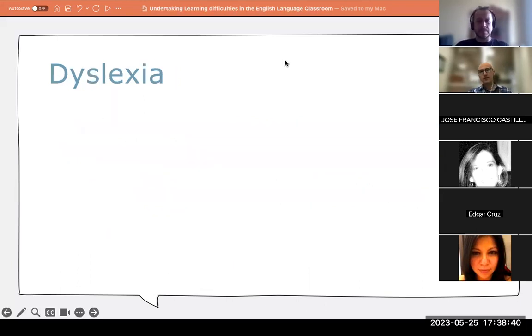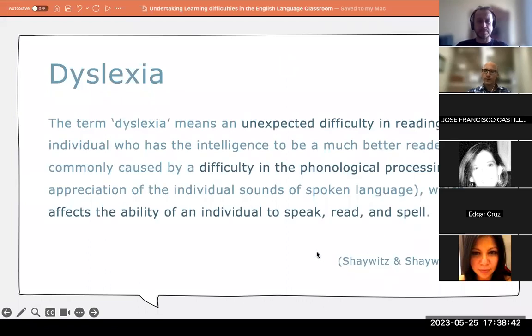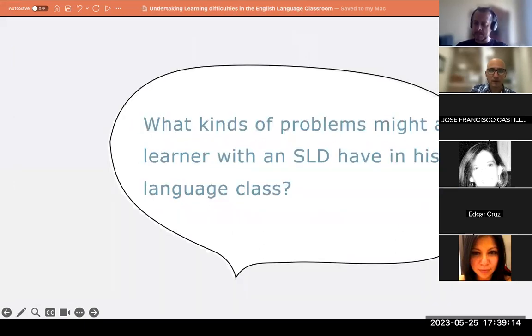Okay, let's take another look at dyslexia. This one is more recent, from Shaywitz and Shaywitz, 2020. And it says the term dyslexia means an unexpected difficulty in reading for an individual who has the intelligence to be a much better reader, most commonly caused by a difficulty in the phonological processing, which is the appreciation of the individual sounds of spoken language, which affects the ability of an individual to speak, read, and spell. Oh my goodness, again, speak, read, and spell, everything to do with language learning, everything, okay?